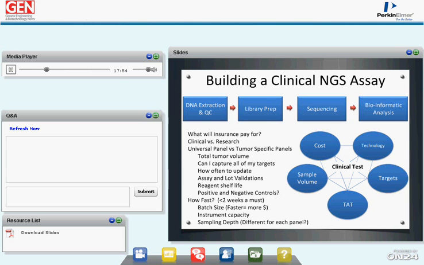Is this test going to serve the clinical community as well as the research community on campus? And therefore, we might need additional genes present on this panel to fuel the research endeavors that are taking place. Do we develop universal panels, or do we develop tumor-specific panels? And this really depends upon questions such as what's the total volume for each of these tumor types? How often do we need to update content? How do we select that content? Balancing things like reagent shelf life.